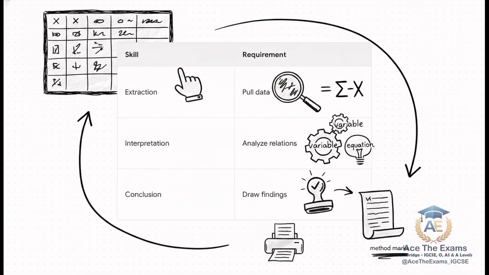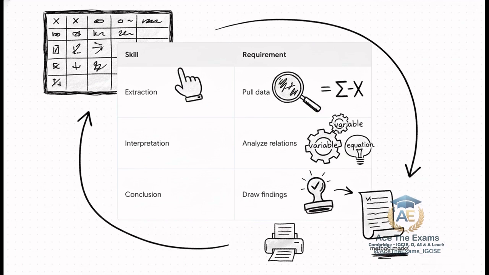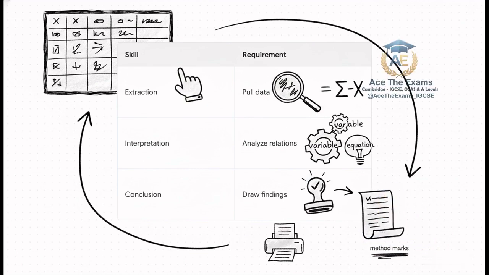When applying the method mark strategy to complex data interpretation, you must flawlessly navigate 3 requirements. First is extraction. Can you rapidly scan and pull the exact right data point or variable from the text? Second is interpretation. Can you analyze the relationship between the variable you extracted and the equation you are substituting it into?